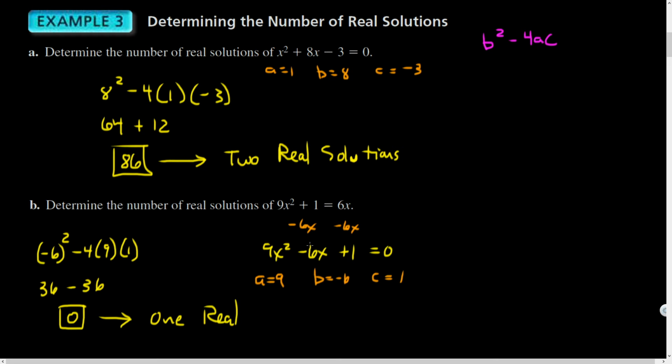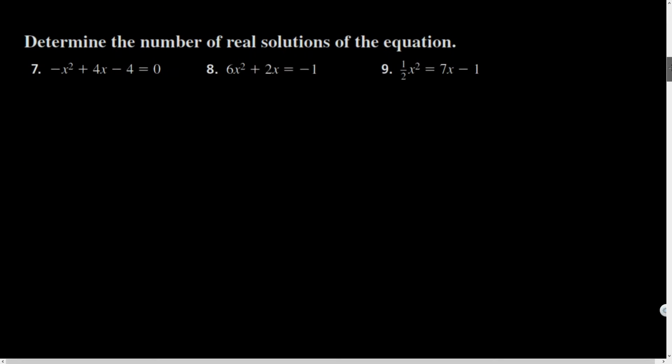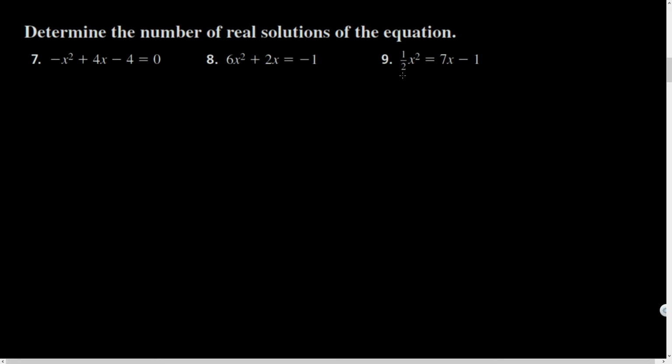If I was to graph y equals this, it would have been one of those parabolas that ricochets off the x-axis and hits it only once. And so they didn't care what the solutions were. They just wanted to know how many there are. So let's see. Is there anything interesting going on here? Let's take a look at question 9.